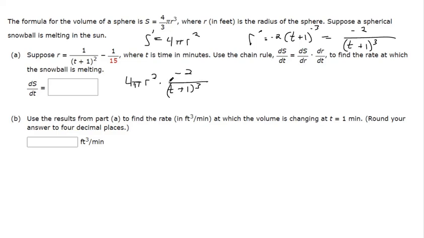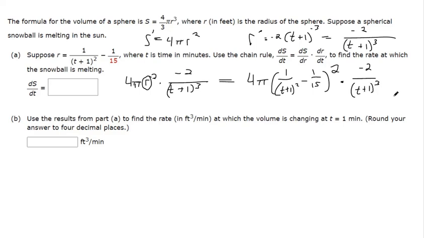And then if we want everything with respect to t, we just have to replace r with what it is with respect to t. So an equivalent way of writing this is that r is 1 over t plus 1 squared minus 1 over 15. That's r squared. And then we multiply that by the derivative of r with respect to t that we found. I don't see any easy way of making that simpler, so I think that's everything they're looking for in part A. And for part B, you're just supposed to plug in t equals 1 in here.